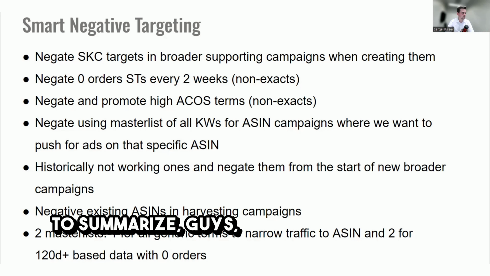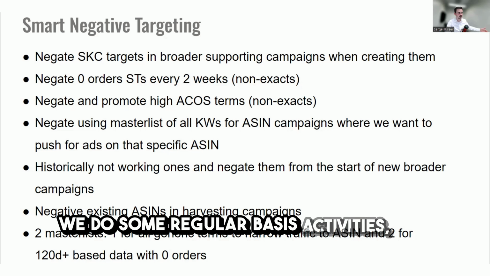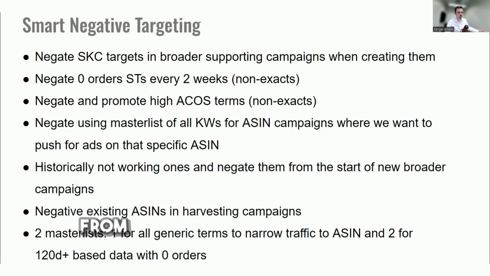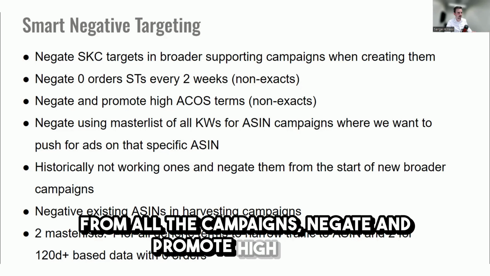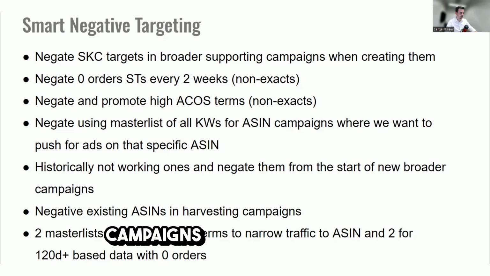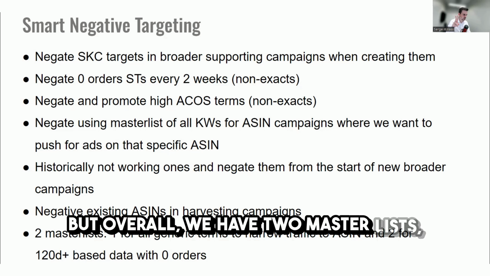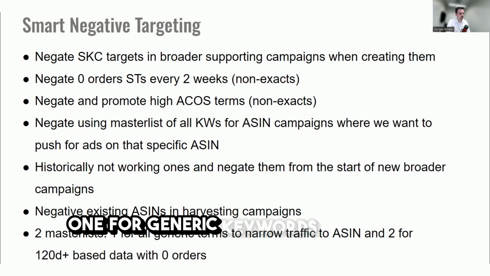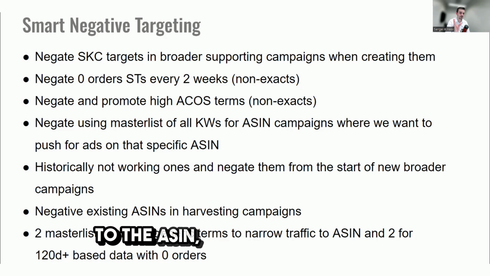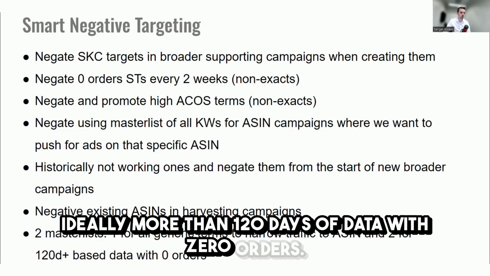To summarize, guys, we have these multiple rules where we do some regular basis activities like zero orders from all the campaigns, negate and promote high ACOS, negate and promote good performing campaigns and stuff like that. But overall, we have two master lists usually, one for generic keywords to narrow traffic to the ASIN, and the second with ideally more than 120 days of data with 0 orders.